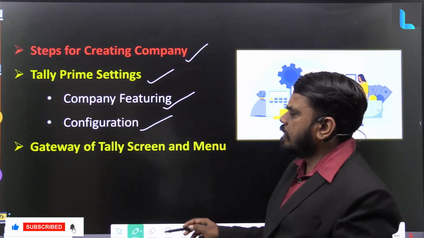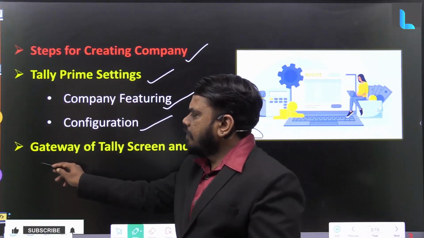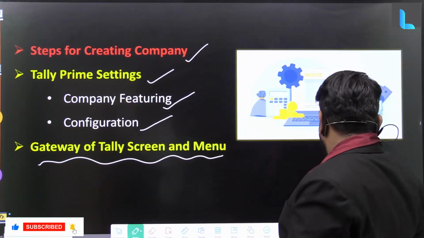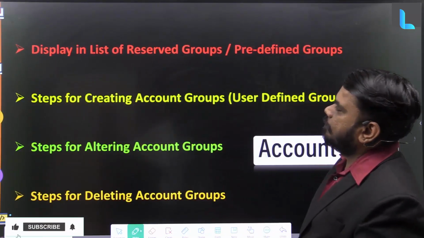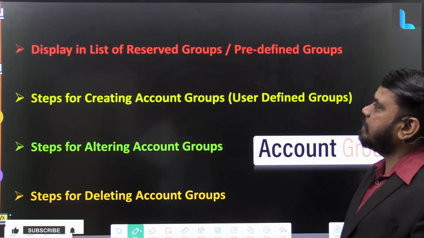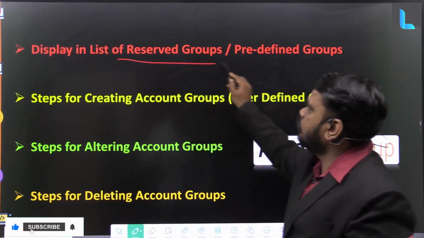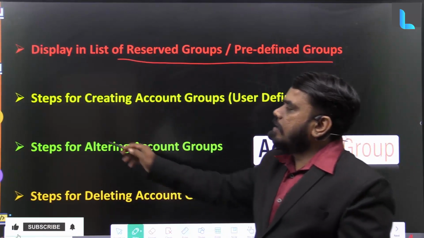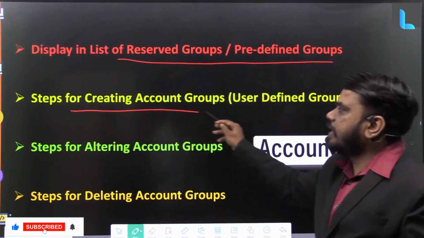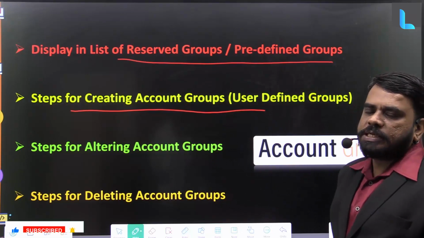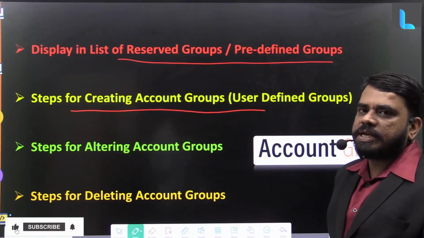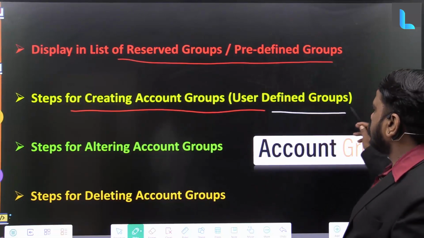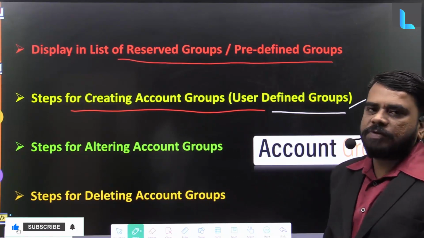Then next we will discuss the Gateway of Tally screen and menu. Next we will learn how to display the list of reserved groups and predefined groups in Tallyprime. Then we will also discuss the steps for creating account groups, that is the user defined groups. The groups which we create on our own are called user defined groups. So how to create that in Tallyprime, we will learn.